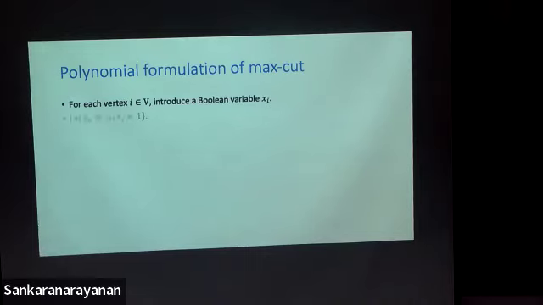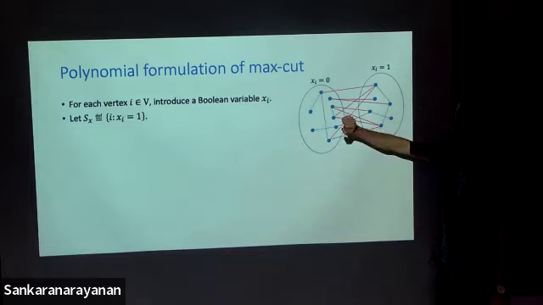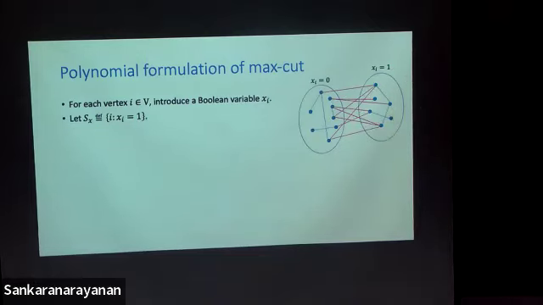Okay, and so let's say you assign some arbitrary values to each of these variables. Each xi either gets value 0 or value 1. And let s sub x be those vertices for which you gave the value 1. So in this example, let's say these are the set of vertices for which you gave the value 1, and these are the set of vertices for which you gave the value 0.